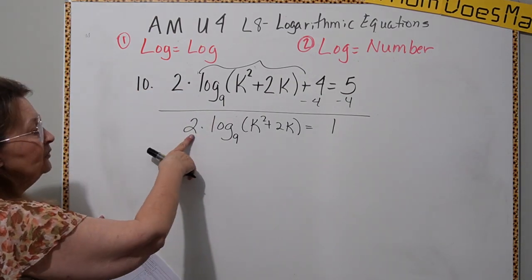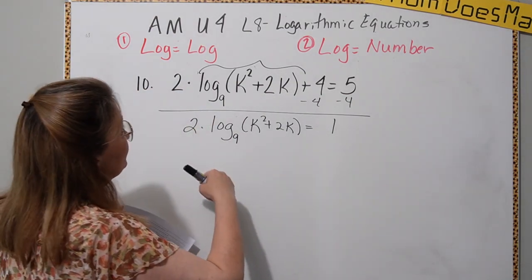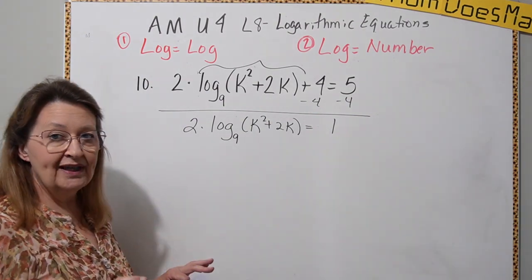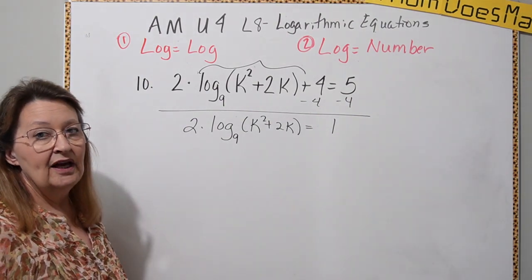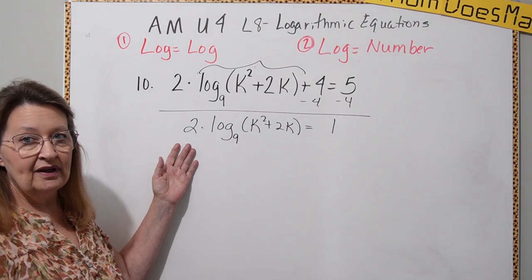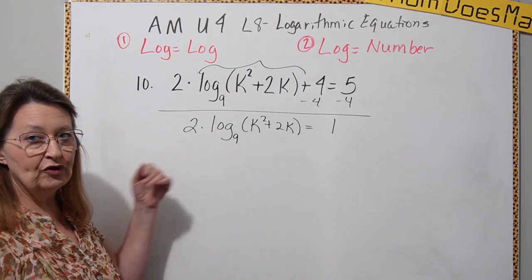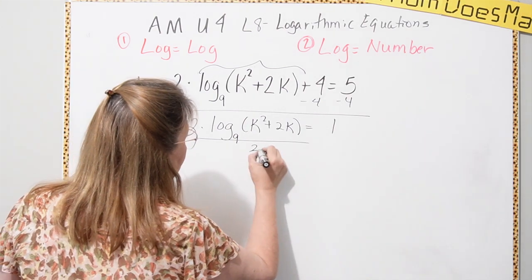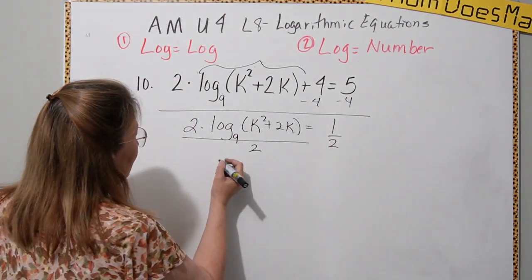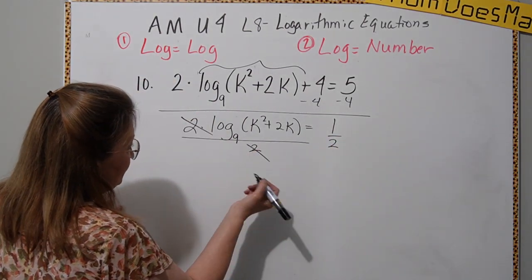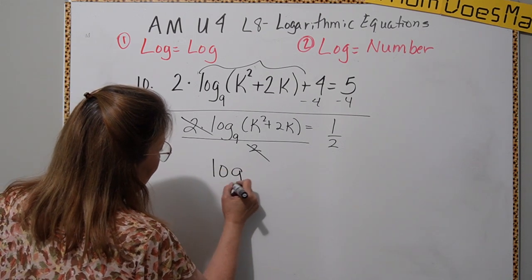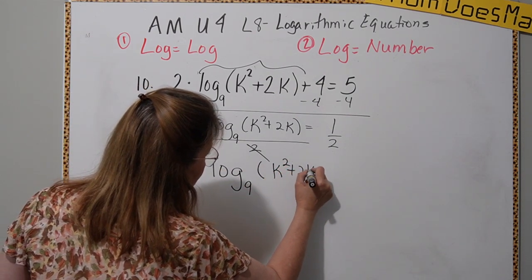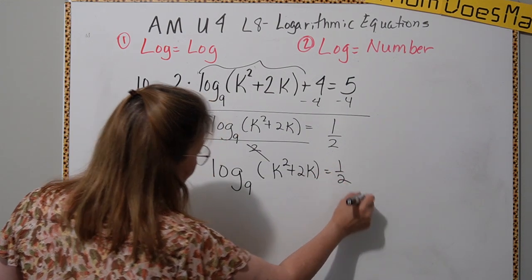Okay, now what to do with the 2? In the previous section, in log to log, our first step was to condense. Well, we are not condensing here, we're isolating. So isolate means you get rid of it. How do you get rid of something that is multiplied by something else? Well, you divide. So we are going to divide both sides by 2. Now what that's going to give us, these 2's cancel out, so I'm going to have log base 9 of k squared plus 2k equals 1/2.